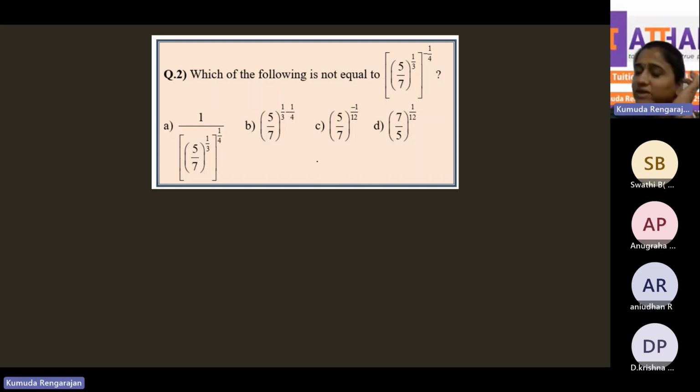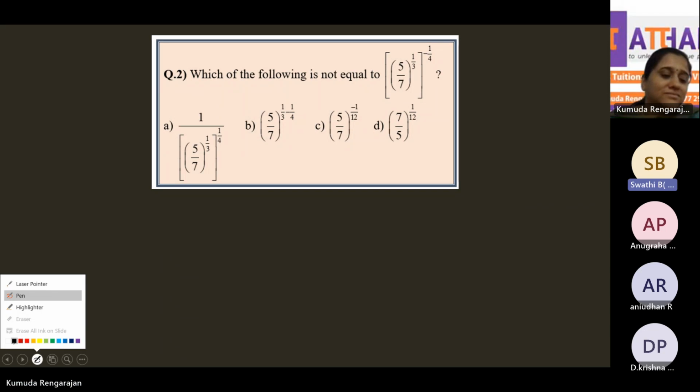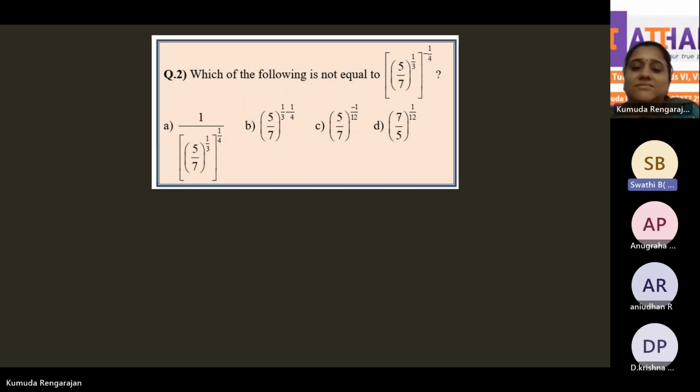Then the last one, very good. Ma'am, the last one is that if we want to get the power to be positive, we must change the base to its reciprocal. So when we change 5 by 7 to its reciprocal, we get 7 by 5 and the power changes to its positive form. Very good, Swati. Understood correctly. So I think even Bhavisha said that, right? How many of you said B? You said B, right? Very good.